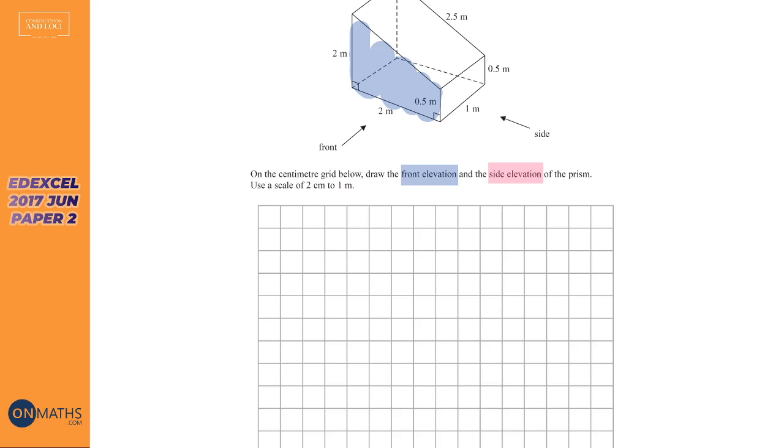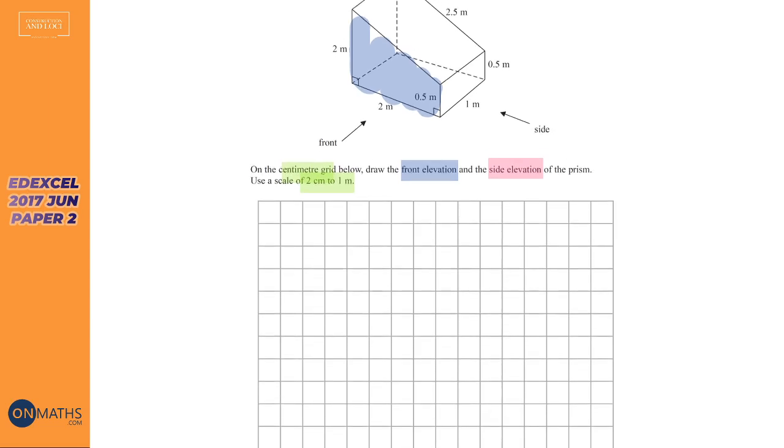So if we have a look at the question, it says 2 centimeters to 1 meter. And this is a centimeter grid. It does say it's a centimeter grid. So 1 square is worth 1 centimeter. A lot to keep in your head, right? So the first thing to do is just start on a point on this grid. I'm just going to start from the top left.